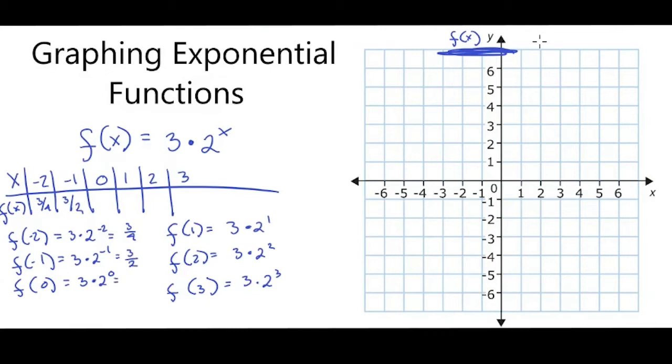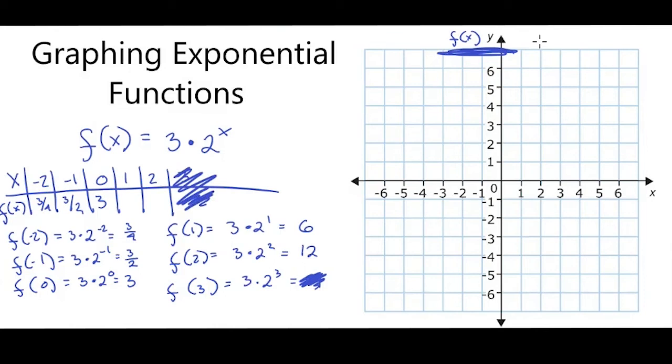All right, 2 to the 0 power is 1. 3 times 1 is 3. Okay, so 2 to the first power is 2, times 3 is 6. 2 squared is 4. 4 times 3 is 12. And 2 to the third power is 8. 8 times 3 is 24. Well, I'll tell you right away, we are not going to graph 24 today, so you don't have to worry about when x is 3.